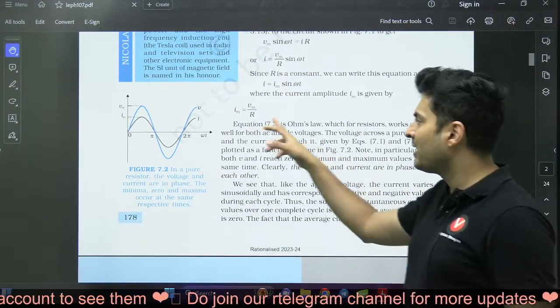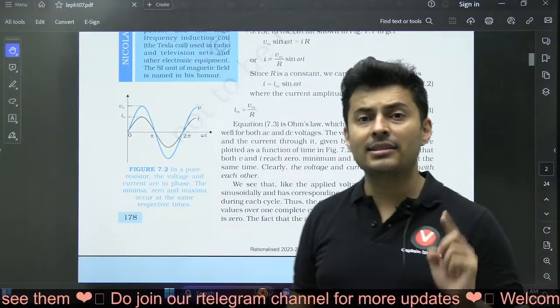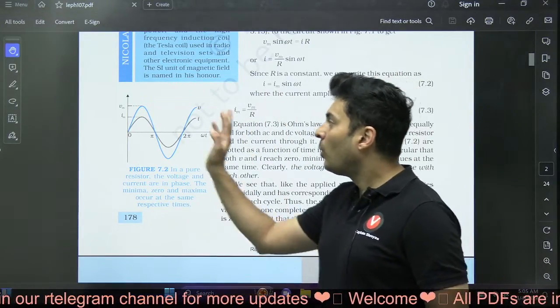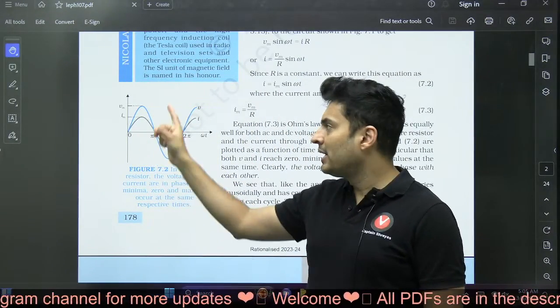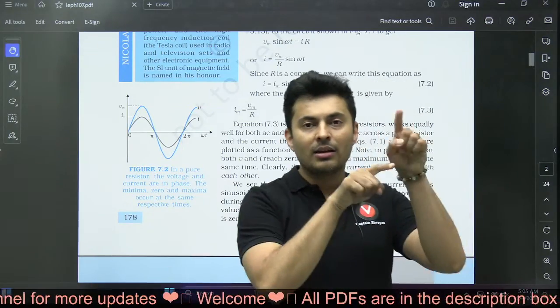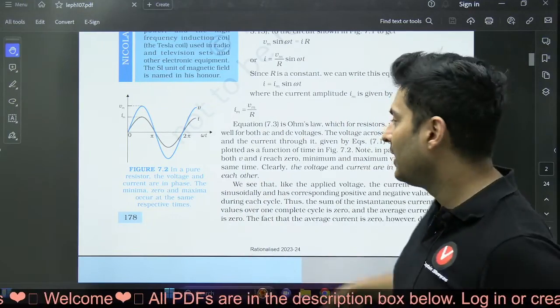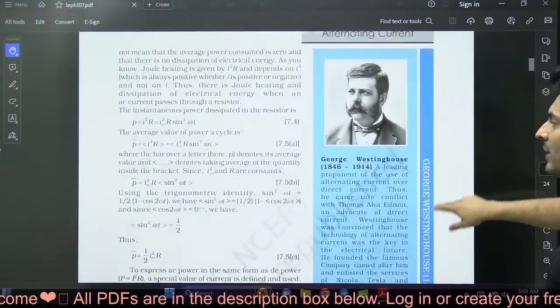Current is voltage by resistance is only valid when the circuit only has resistance. Otherwise you cannot use it, because only when pure resistance is there, current and voltage are in sync, maximum, 0, minimum, in phase. Otherwise there is a phase difference between them.